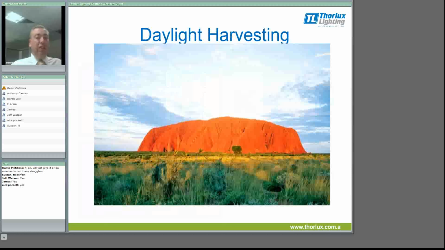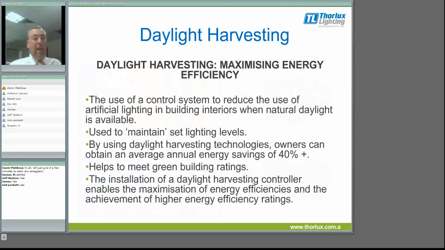The next item is daylight harvesting. Daylight harvesting we use to maximise energy efficiency alongside PIRs. So basically we use natural daylight coming in through windows and roof lights, which will then allow us to dim the artificial lighting and still maintain a set lighting level. By using daylight harvesting, we can actually get savings of 40% plus.